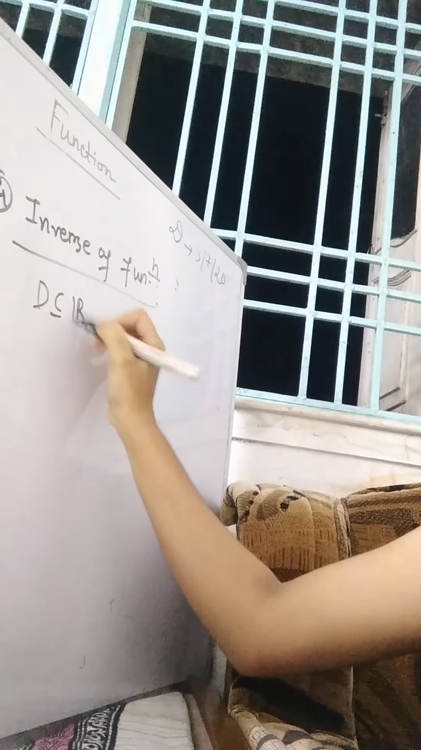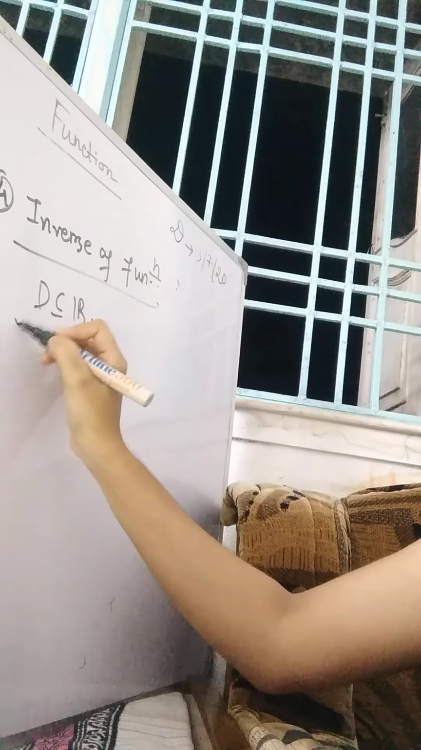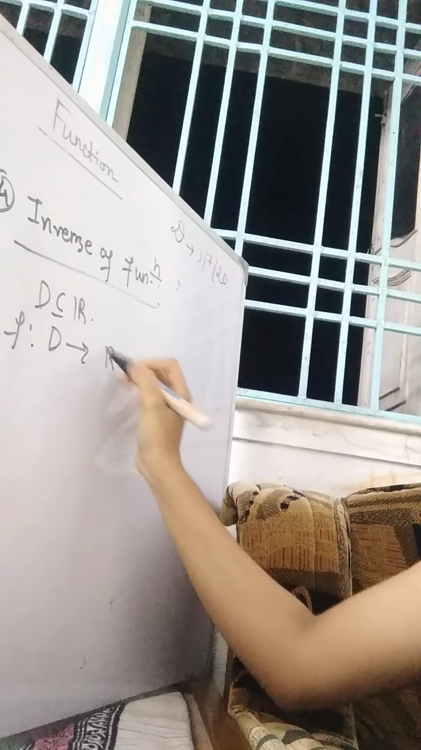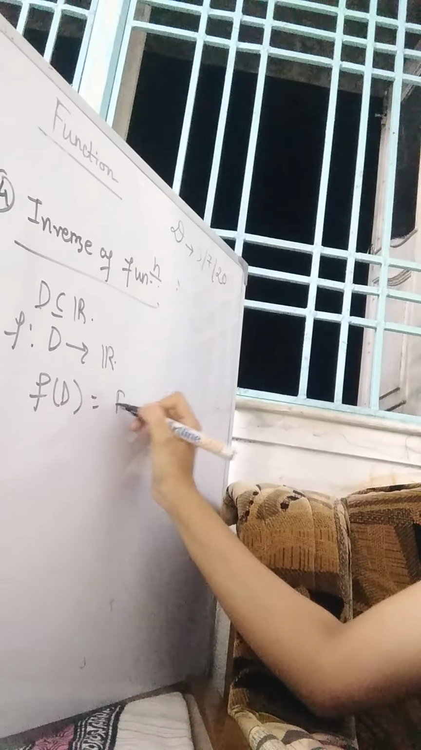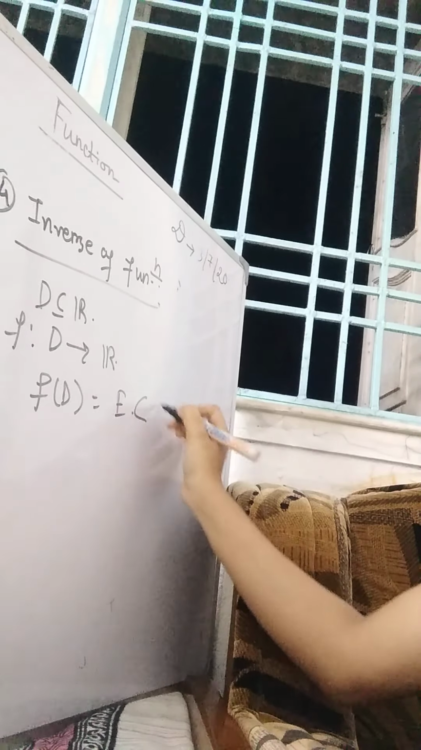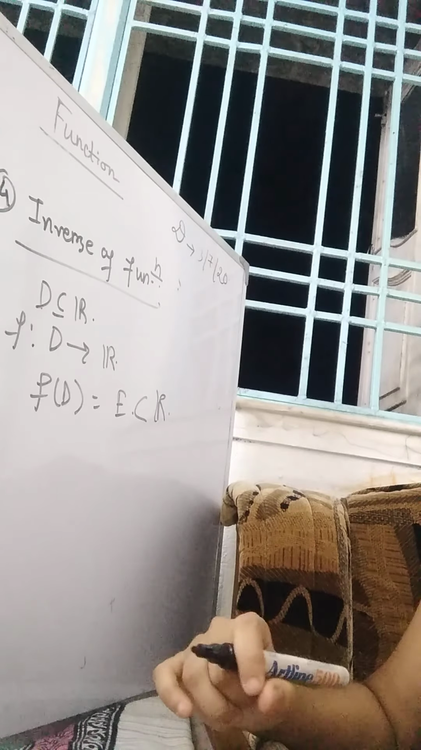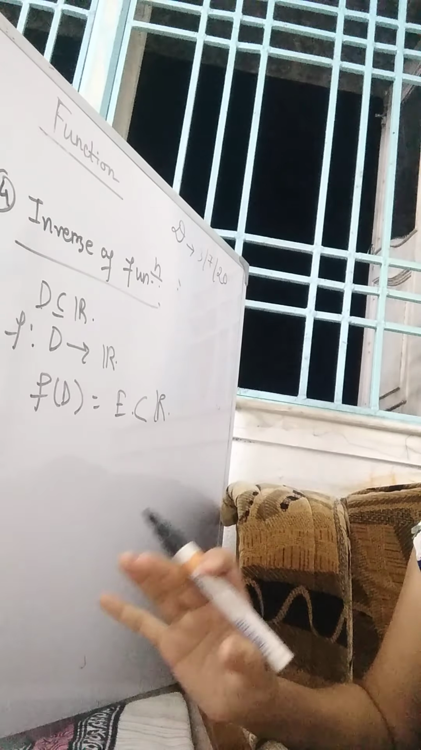Inverse of the function: first of all, D is a subset of R and f is a function from D to R, where D is the domain and R is the range. And f of D, the image of the domain, that is the range of the function, is E. If E is a proper subset of R, then the function has to be injective and also surjective. Then we can find the inverse. If the function is only injective, not surjective, then we couldn't find the inverse of the function.